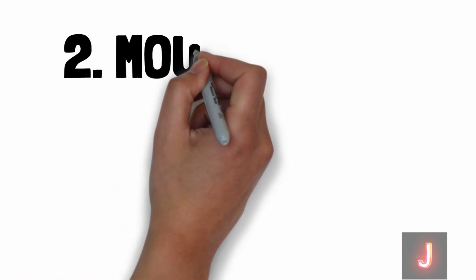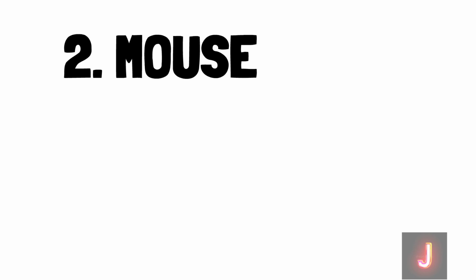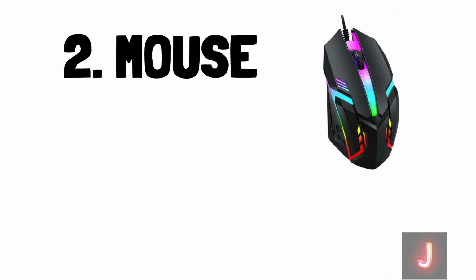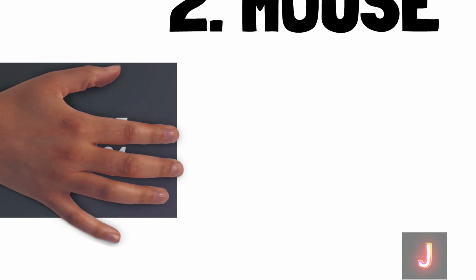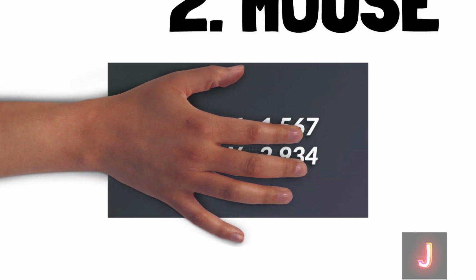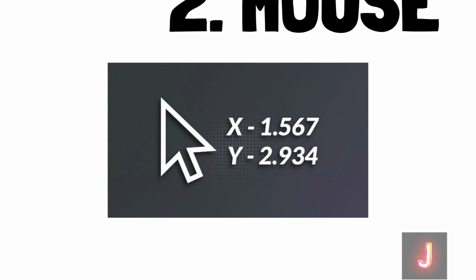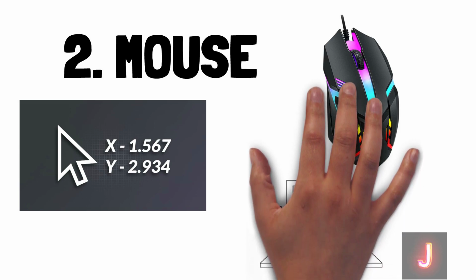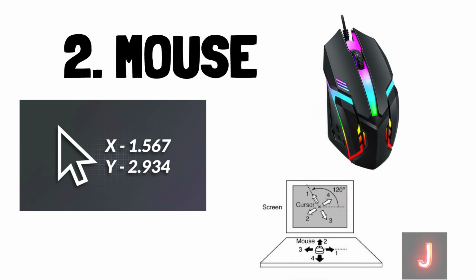The second is mouse. A mouse is a pointing device with a roller at its base, used for moving a pointer on a computer monitor. It converts the movements of the user's hand into a unique set of binary digits representing the position of the mouse at a particular instant. When a user moves a mouse across a flat surface, the pointer moves in the direction of the mouse movement.